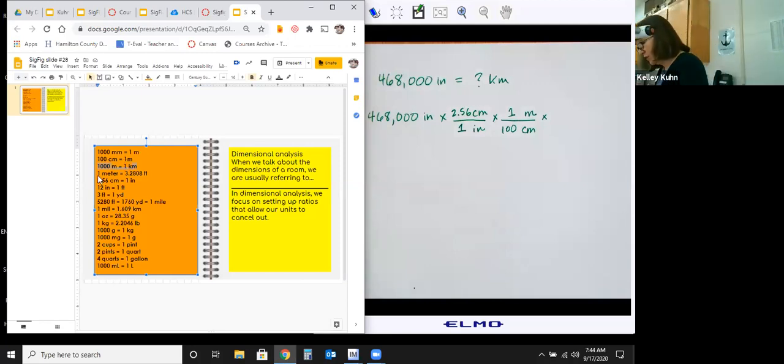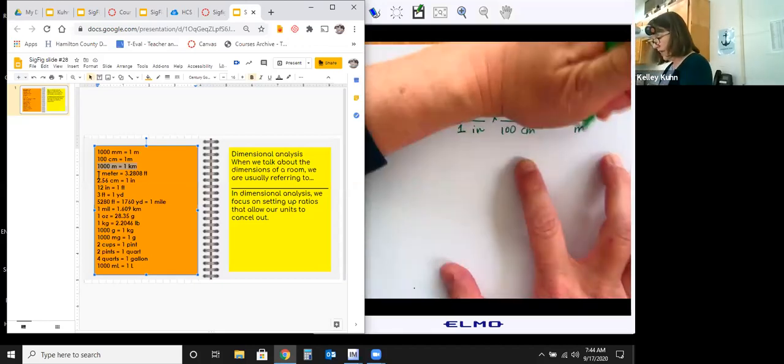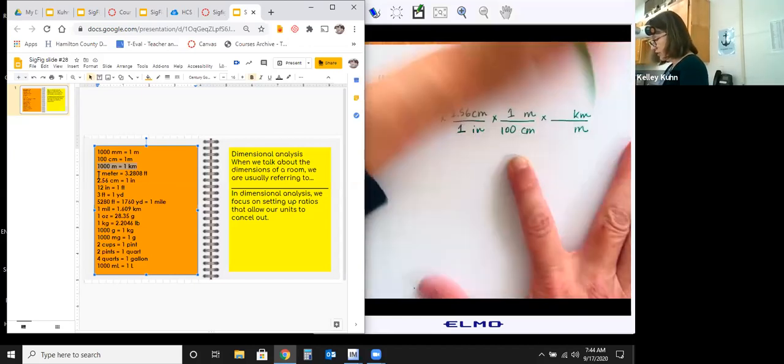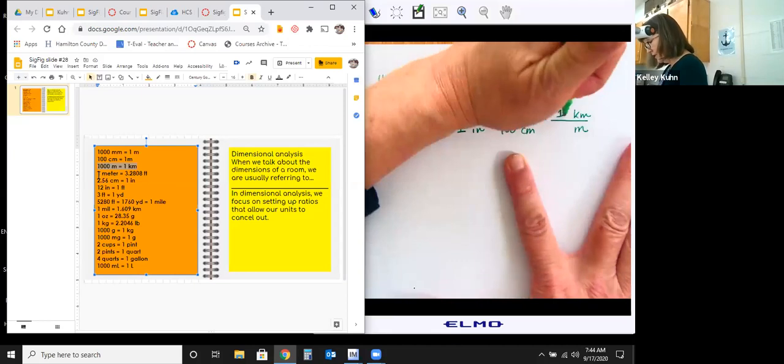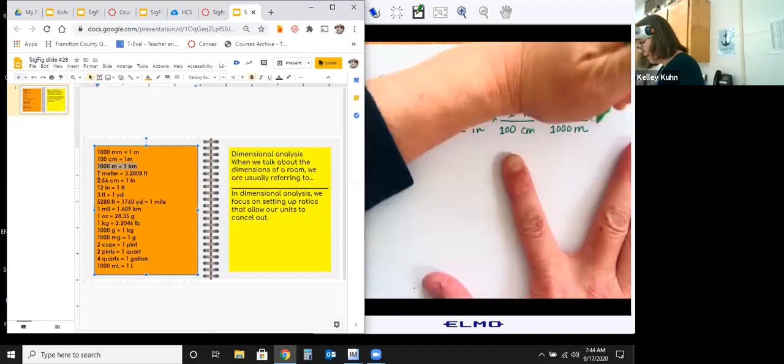So how do I know which one's on top and on bottom? Well, whatever's on top is going to move down, meters. And I can put kilometers on top. According to this sheet, that relationship is 1 kilometer is 1,000 meters. And now I'm ready to do my math.